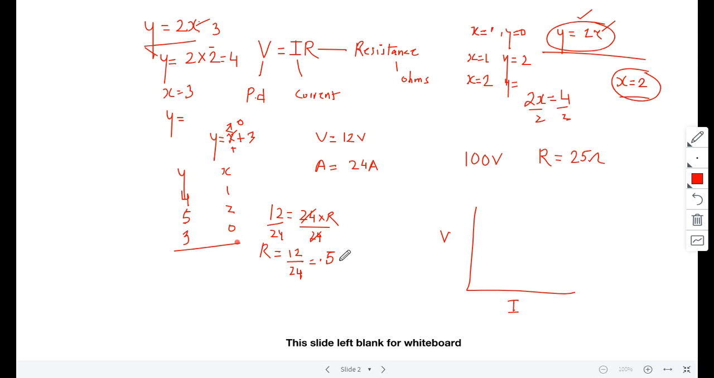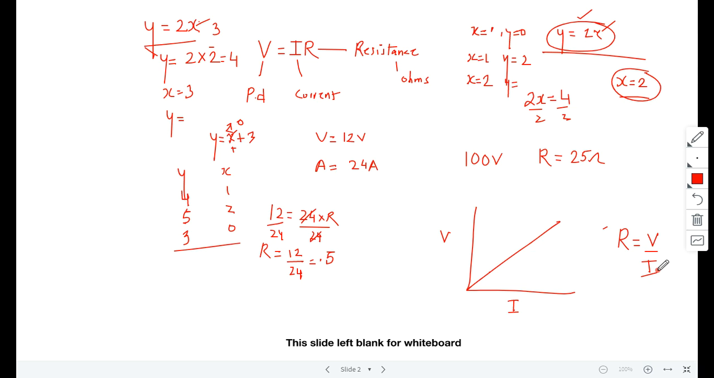As of now, what you have to remember is that the graph between V and I will give you a straight line like this. And whenever you do V over I, that is, you find the gradient, you always get the same constant value, and that is equal to resistance. So resistance is equal to V over I. Is this clear?